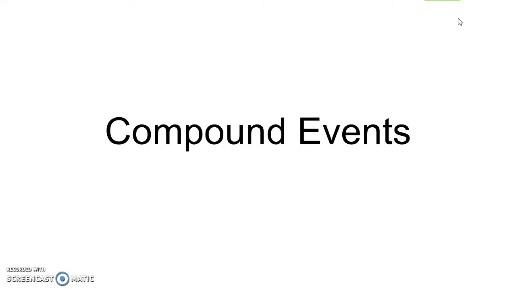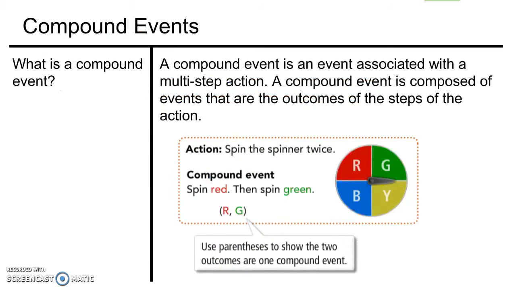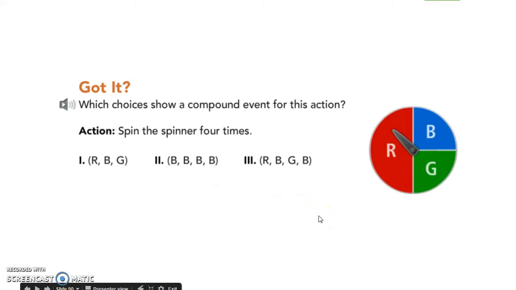All right, now let's move on to compound events very quickly. We know that in a compound event, the action is going to be a multi-step action. So not just flipping a coin or spinning a spinner once, we're going to do something multiple times. Okay. Compound event, it's associated with a multi-step action. We're going to have the list of what we're expecting to get here. Select spin red and then spin green. And we would find the probabilities of those.